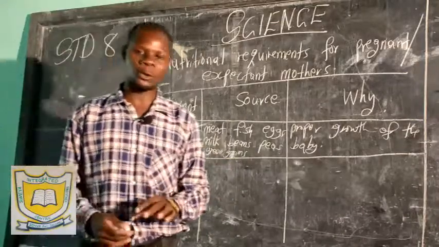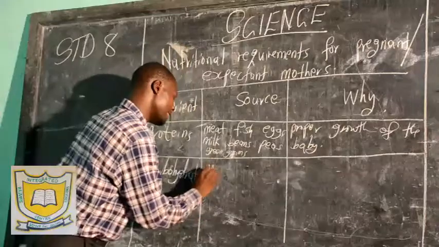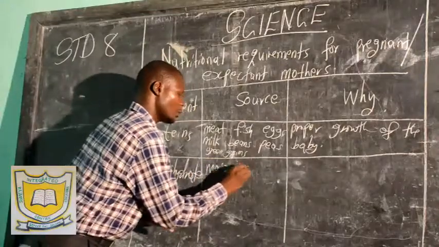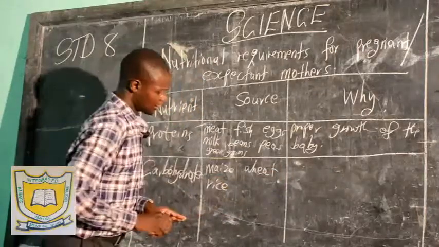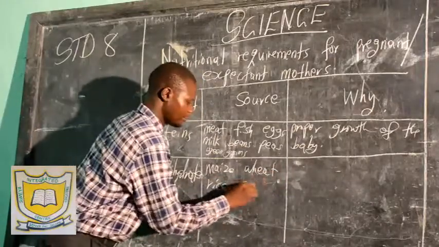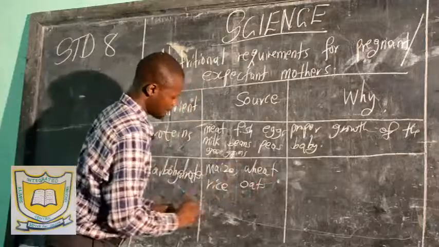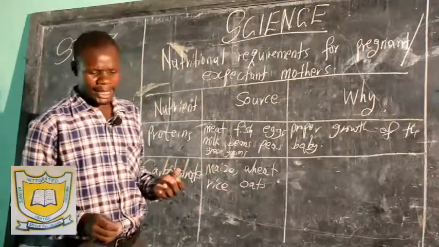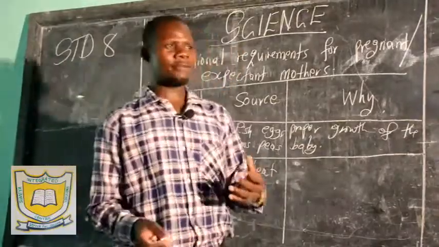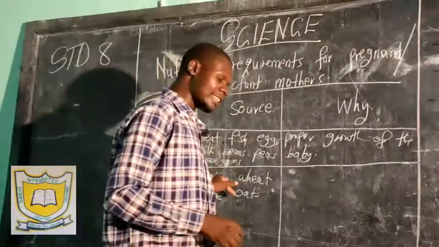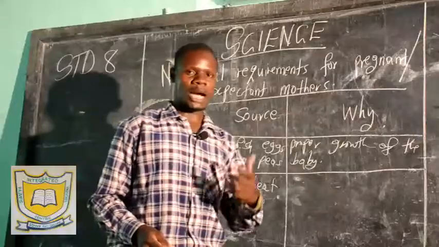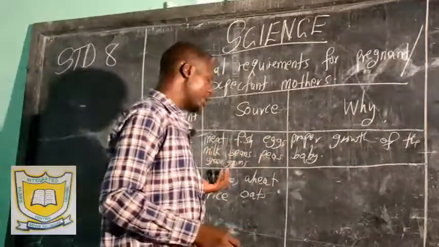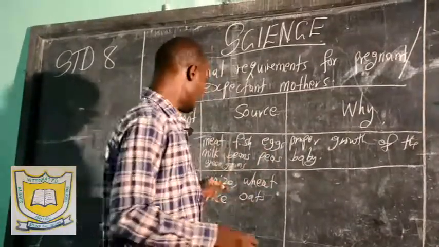These are cereals. We talk of maize, wheat, rice, oat, etc. Now, when you talk of maize, we don't just say roasted maize or cooked maize or boiled maize. When you talk of maize, you can say ugali. Ugali is from maize. So you are still talking about carbohydrates.